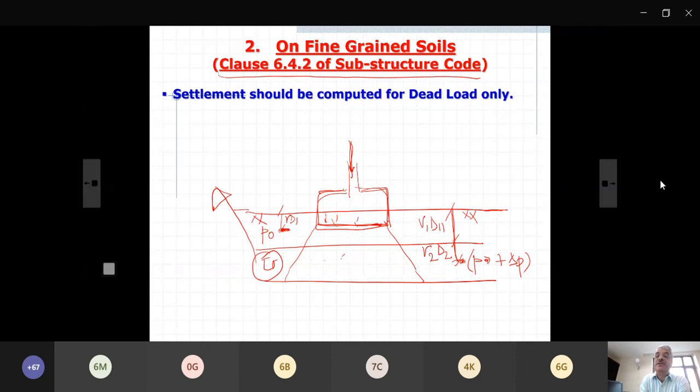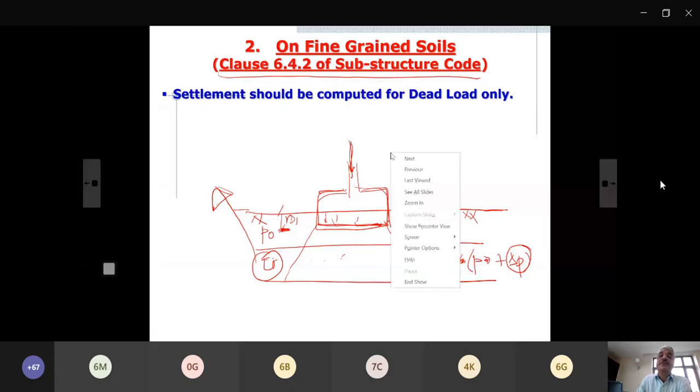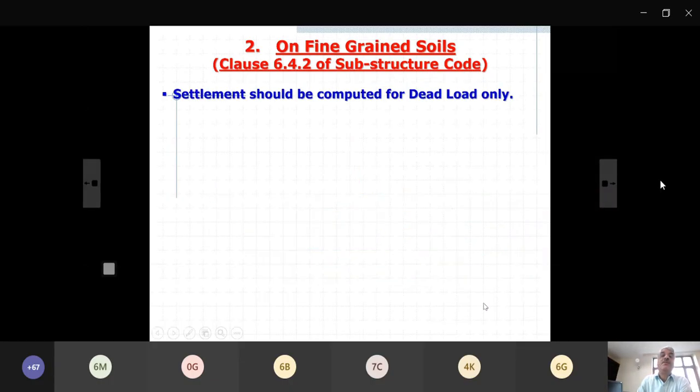Where initially it was P0, it will increase by delta P. And because of extra pressure, underwater pressure, this water will try to ooze out, and in that process there will be settlement. So that is basically consolidation settlement. So settlement should be computed for dead load only, that is number 1, it says.